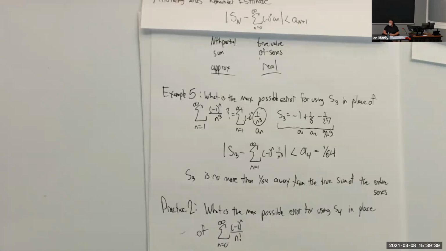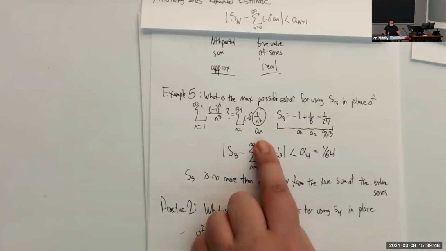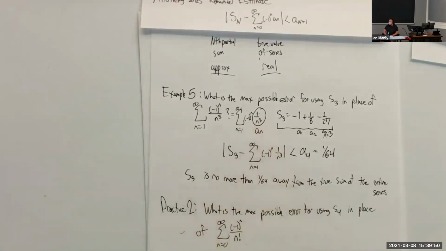Can the error be negative? No, the error won't be negative. Remember, don't include the alternator as part of your A_n when you're doing the error part. Only include the stuff next to the alternator. Let's see, 1 over 120, over 24.